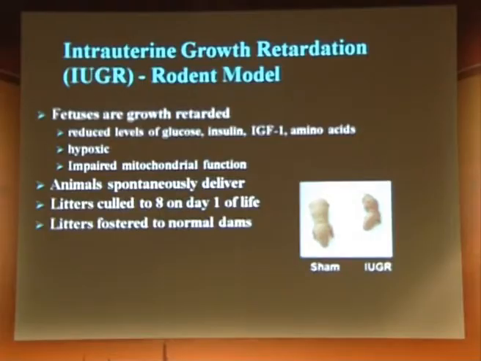We allow them to spontaneously deliver, and then we make sure that there are the same number of pups in each of the litters from the controls as well as the experimental group, to make sure that there are no differences in the availability of maternal breast milk from that rat. And then we foster them to a mom that has not undergone surgery, just in case there's an impairment of blood flow or an impairment of the ability to suckle.